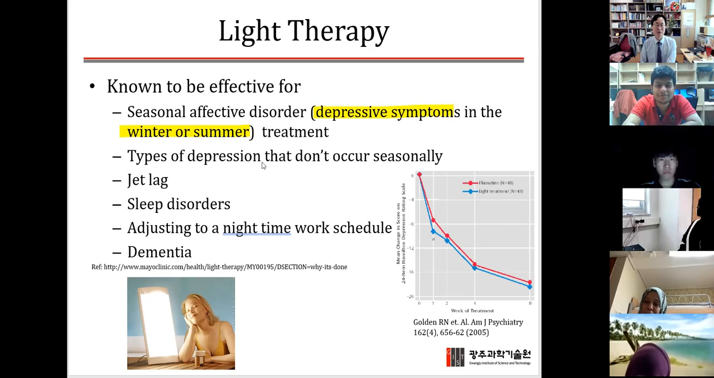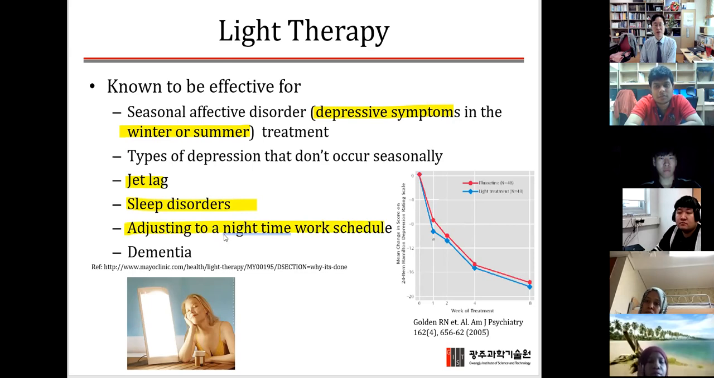And types of depression that don't occur seasonally can also benefit from this light therapy, as can jet lag or sleep disorder. It has been shown that giving blue light promotes the awakening of your brain.